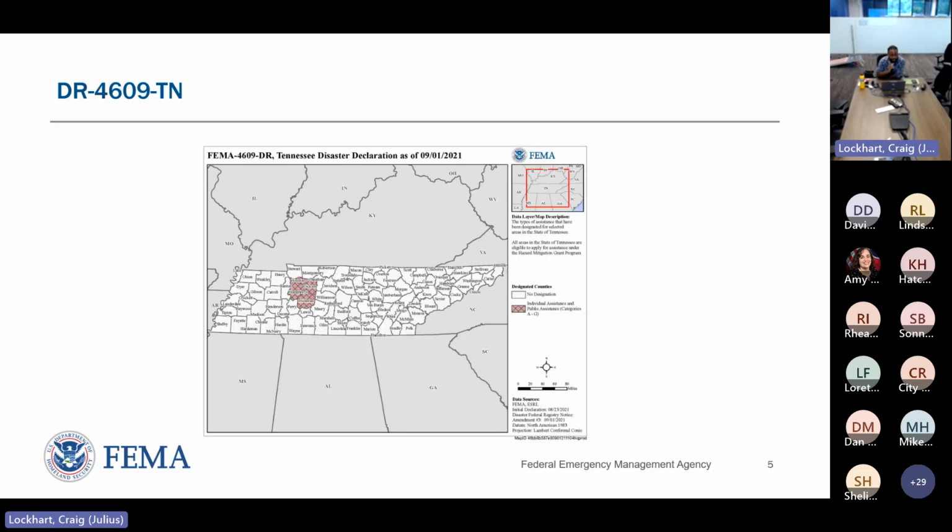The next one is 4609. This was the most recent one. This was the last big disaster we had in Tennessee that impacted Humphreys, Dickson, Houston, and Hickman Counties. That was the Waverly flooding, where we lost 22 lives. So that was the last big disaster that got a lot of public notice and media attention because of the loss of lives and the impact on the city of Waverly and the surrounding areas.